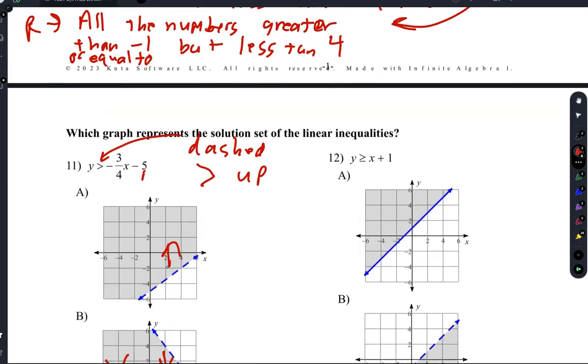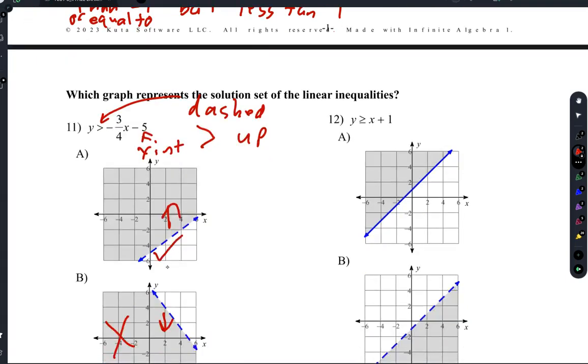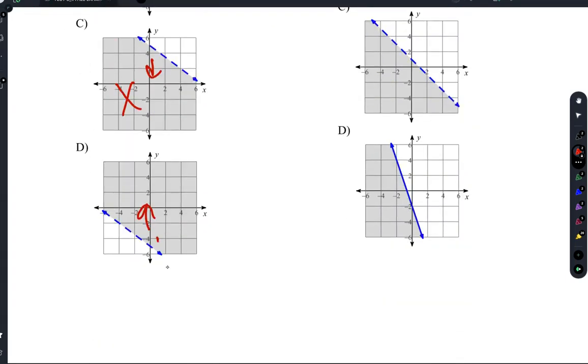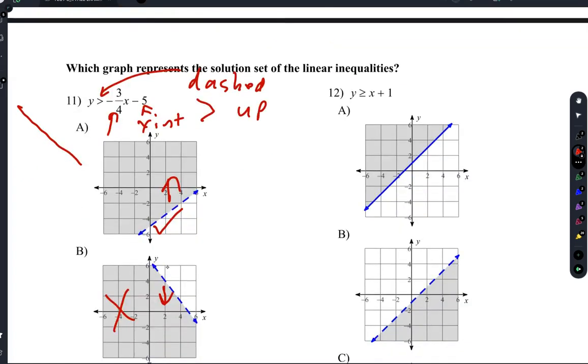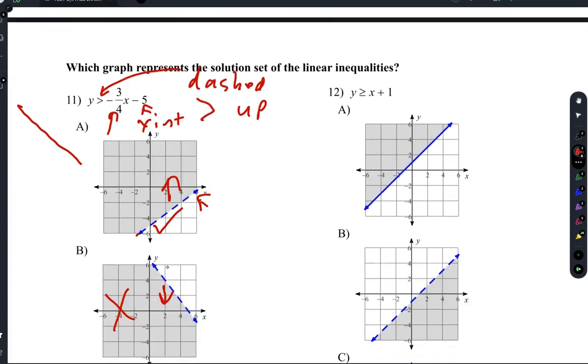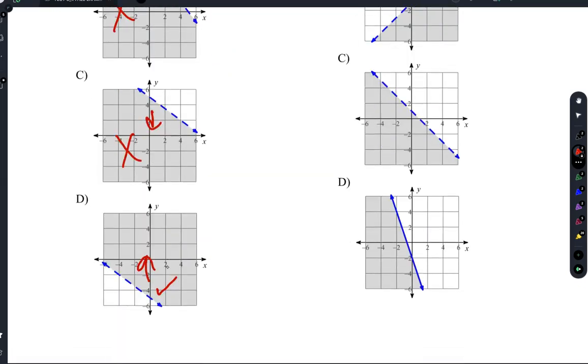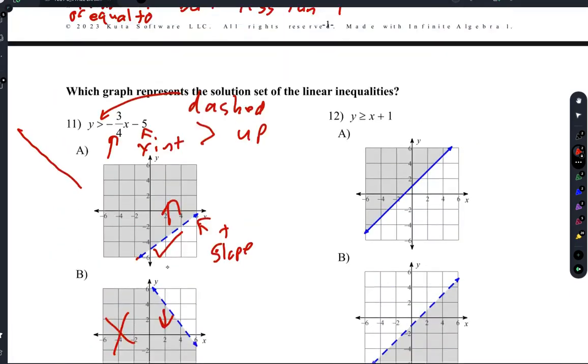Now then, let's look at the y-intercept. The y-intercept needs to be -5. That's -5, check. And this is -5, check. Now then, the slope has to be negative. That means the line's going to go down. This line's going up. This is a positive slope. And if you go down to choice B, this is a negative slope. So it's going to be choice D in it. Choice D has a negative slope. It goes through -5. It's dashed and it's shaded up. Do the same thing over here.